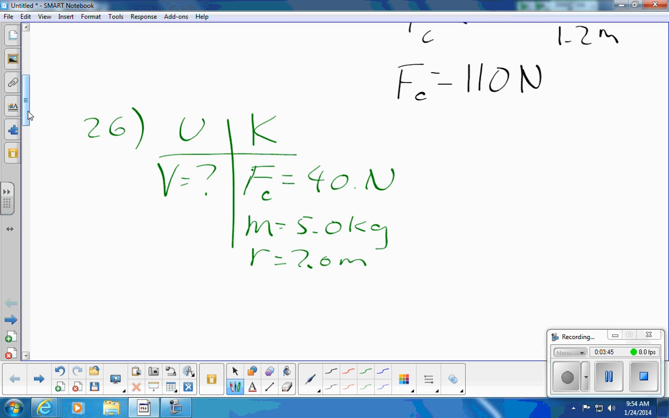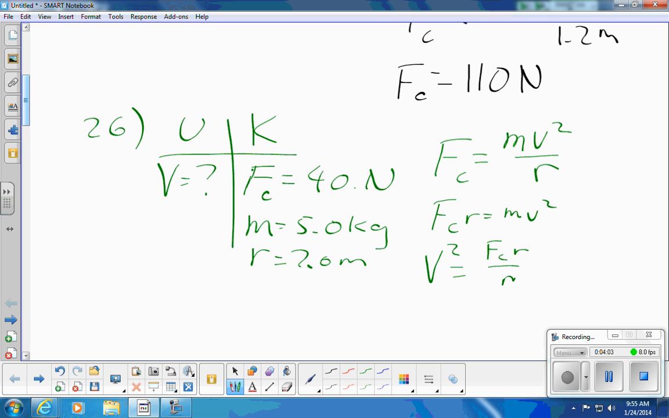Again, I'm going to use this combo form that I developed in the last problem. Really, really useful to use: mv squared over r, and I'm looking for v. So let's see, I'll multiply both sides by r. Fc times r is mv squared. Then I'll divide by m. V squared is FcR over m.